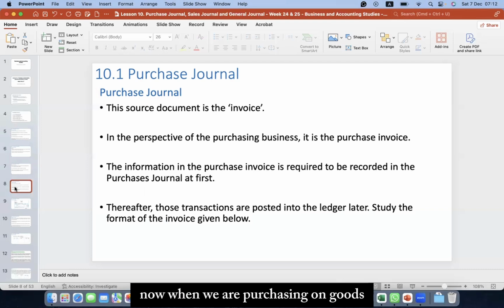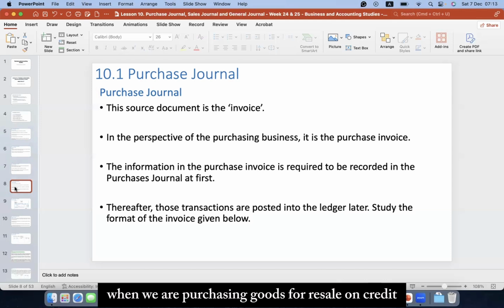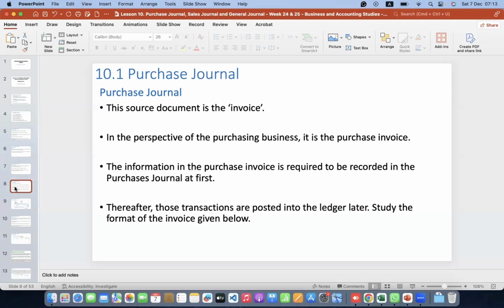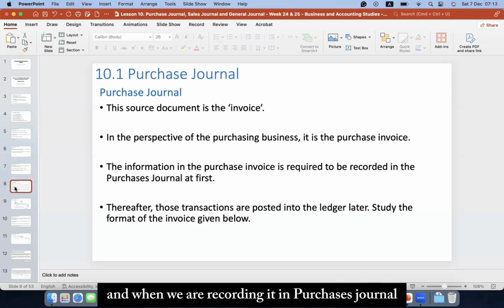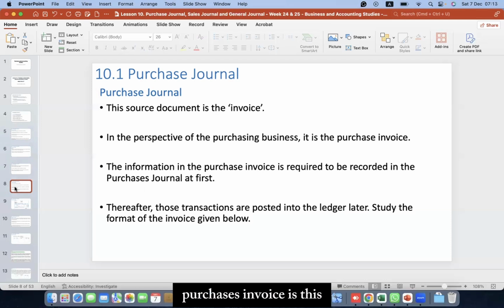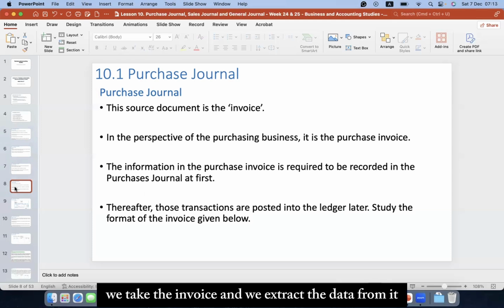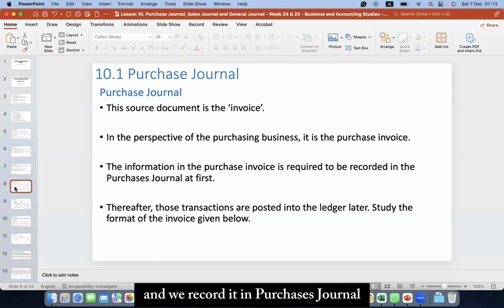Now, when we are purchasing goods for resale on credit and recording it in the purchases journal, firstly we receive the source document. The source document for this is the purchaser's invoice. What we do is take the invoice, extract the data from it, and record it in the purchaser's journal, and subsequently we post them into the respective ledgers.